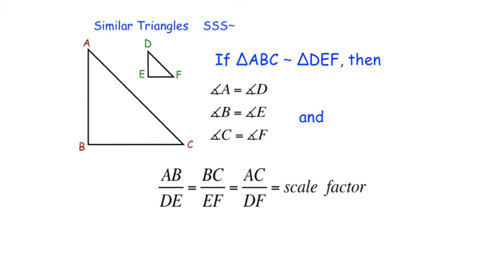Usually when we set this up, we try to put whichever side is larger, in this case AB, obviously, since it's the bigger triangle, in the numerator, and the smaller one in the denominator. That way our scale factor is greater than 1. That's how much larger the bigger triangle is than the smaller triangle.